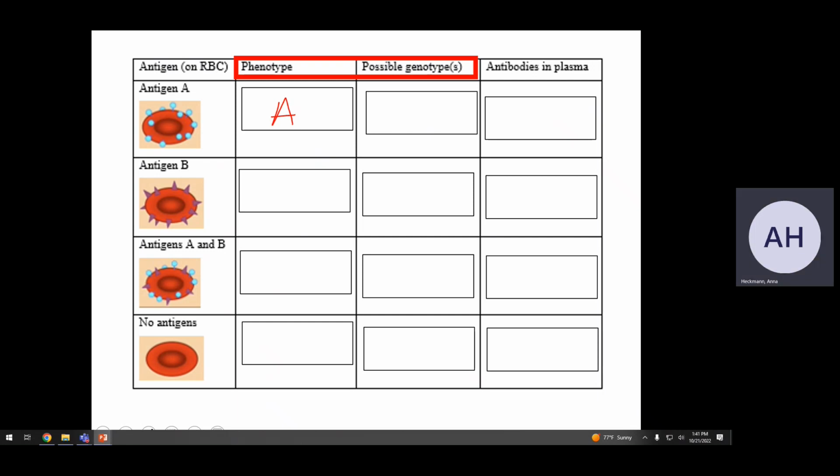What are the possible genotypes? Remember that when we're talking about genotypes, we're talking about alleles. And all the alleles we have for the ABO blood system are A, B, and O. So which combinations of alleles will give us type A blood?